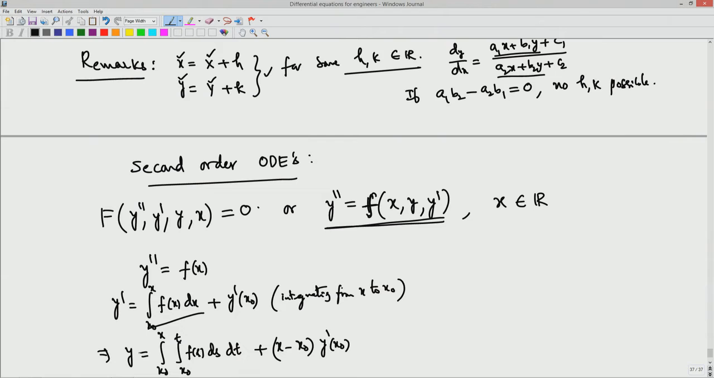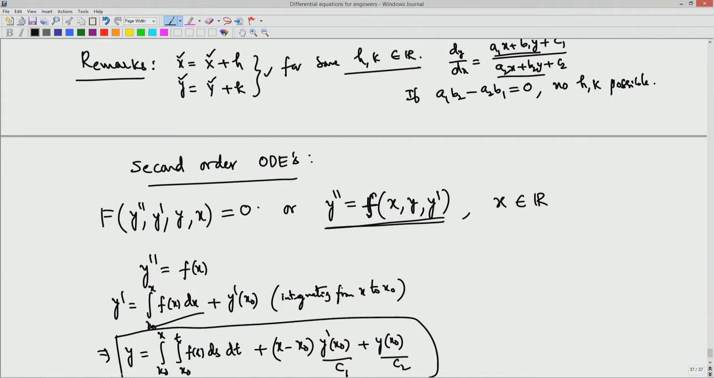So, y at x minus y at x naught. So, that I bring it here. So, you have y at x naught. This is an arbitrary constant, because this y is an unknown function, y dash is also an arbitrary constant. If you call them C1 and C2, this is your general solution.